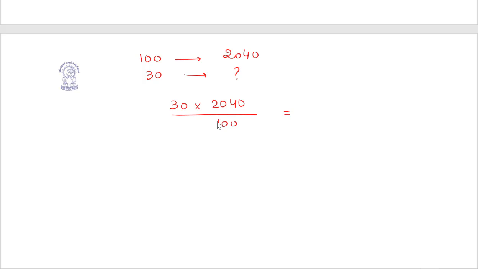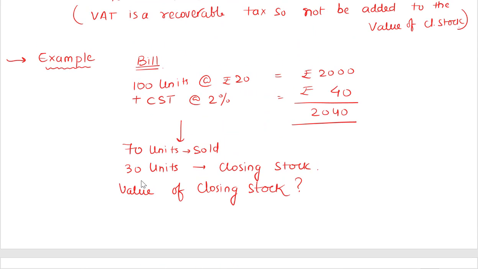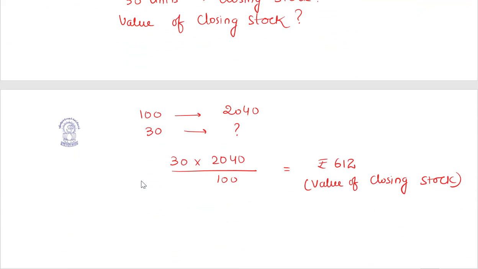Try to solve it. 30 multiplied by 2040 divided by 100 is 612. This is the value of closing stock. I believe you understood. Let's see Example 2.